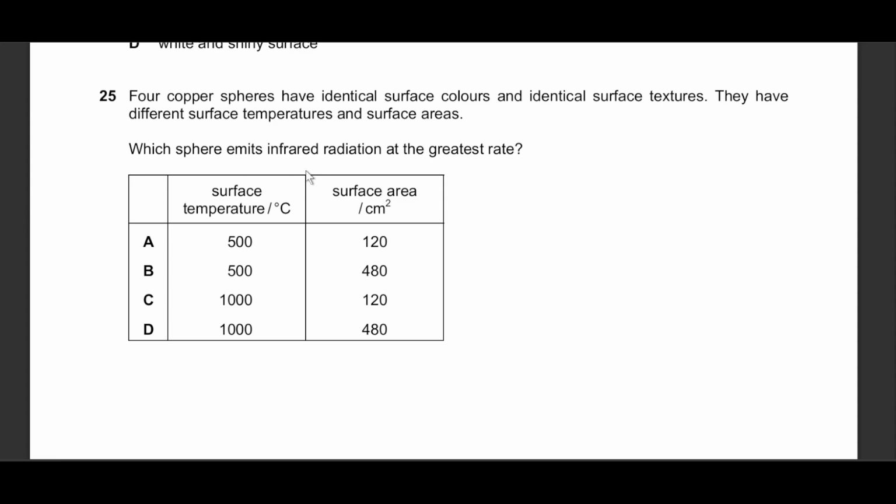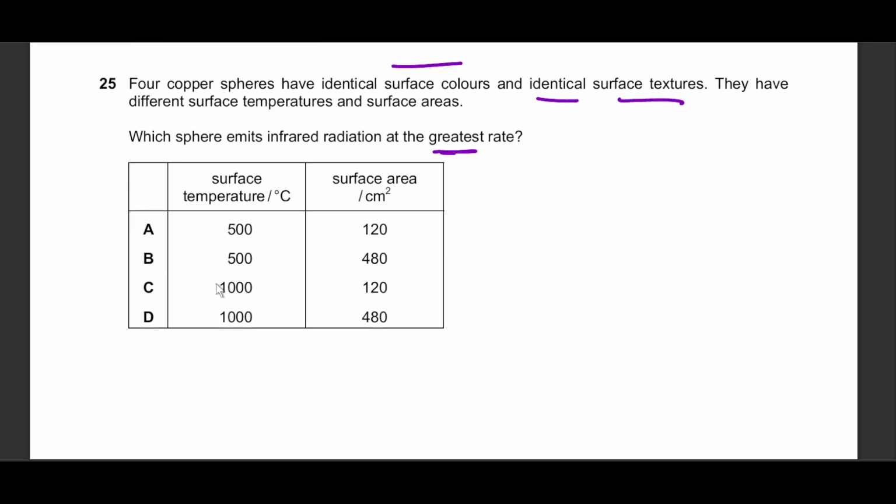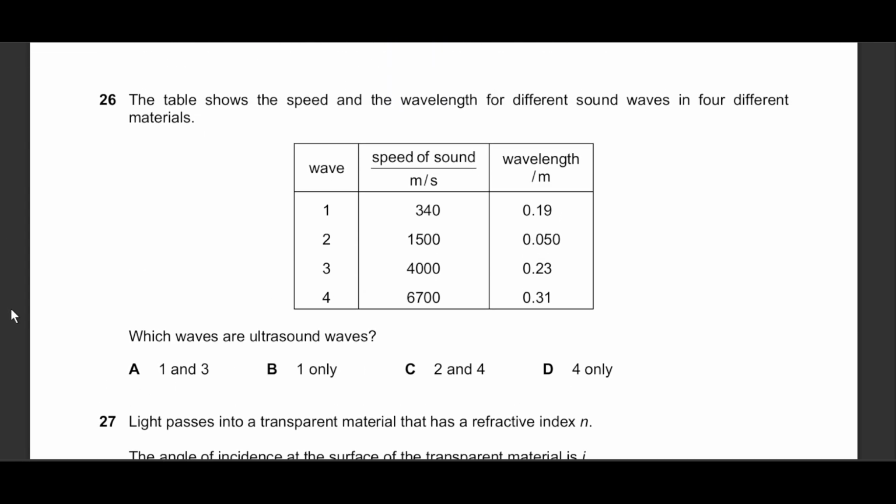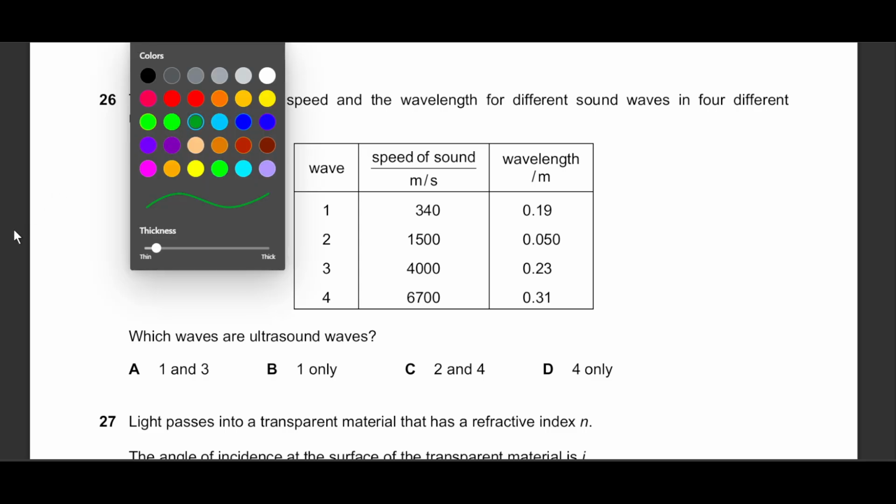25 says, again, a key concept tested here is mentioned in the syllabus. It says which one releases the radiation with the greatest rate. They have identical surface textures, they have identical surface colors. So which one will release the radiation greatest? Higher temperature causes more radiation and more surface area helps release more radiation. So it's going to be option D. And please remember this is a repeated question and a key concept in physics: conduction, convection, and radiation.